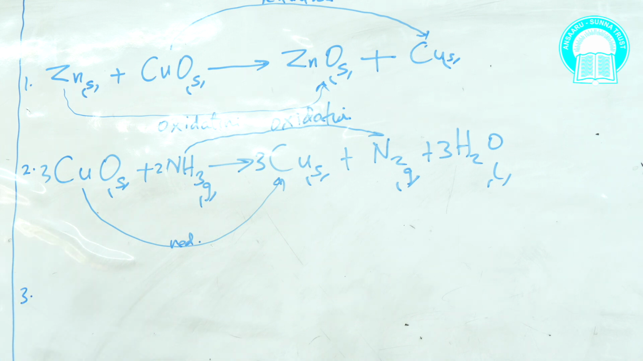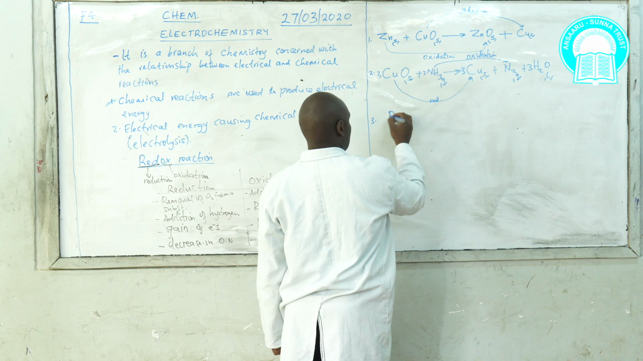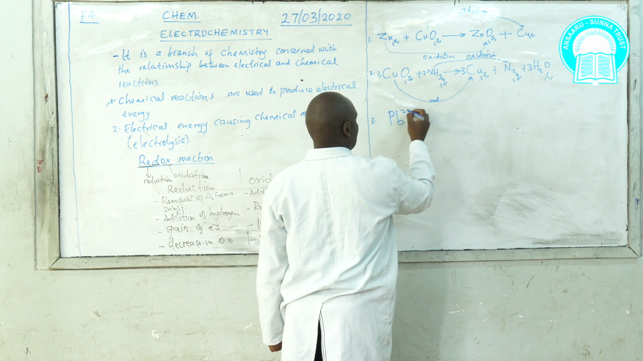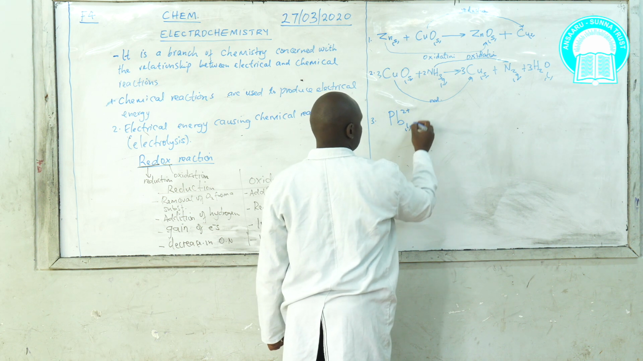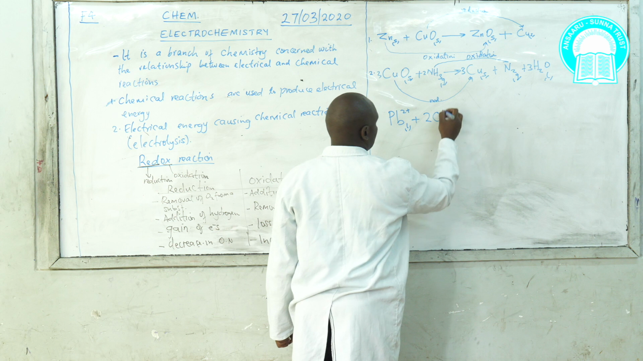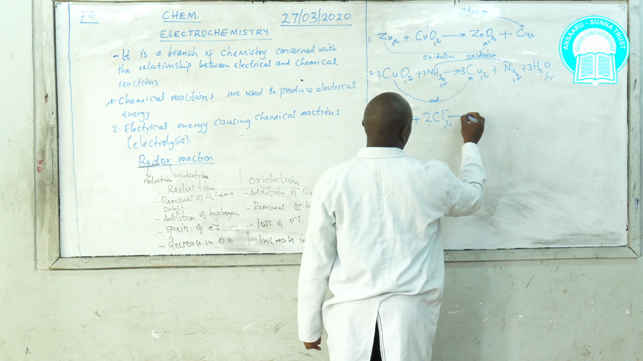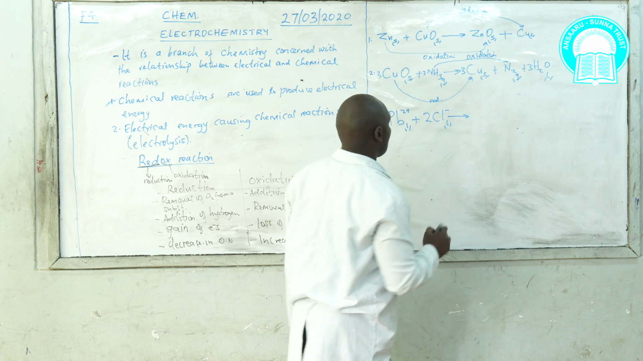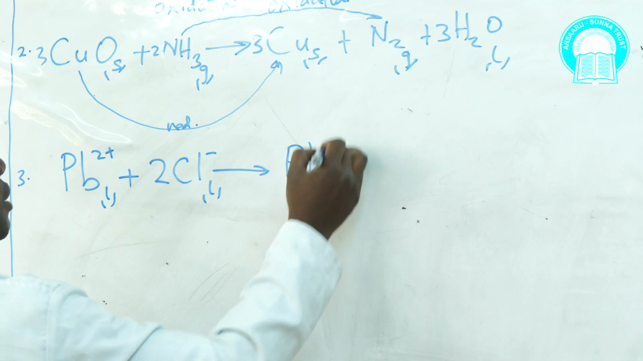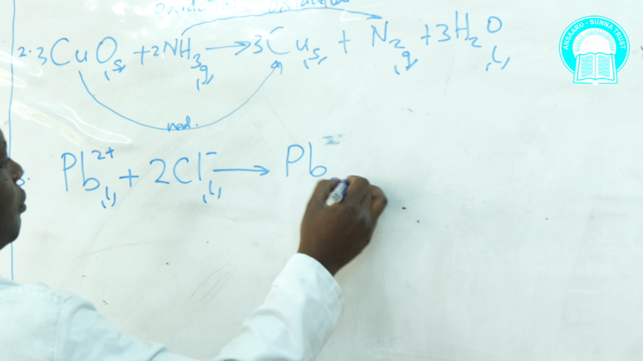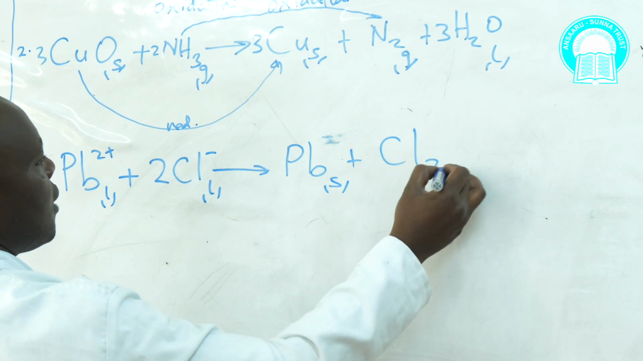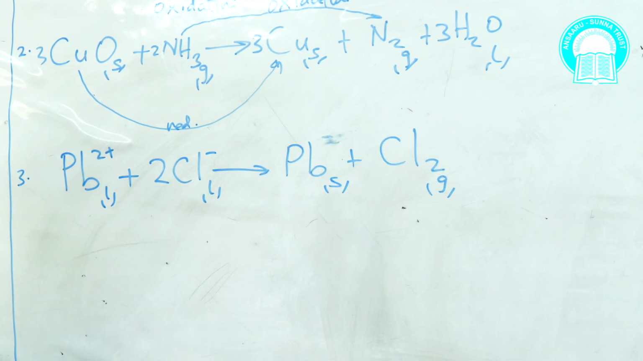Let's have the third case whereby we are having gain of electrons or loss of electrons. And with this, I'm going to write a full equation for the electrolysis of molten lead 2 chloride. This one is going to give us lead metal and chlorine gas.